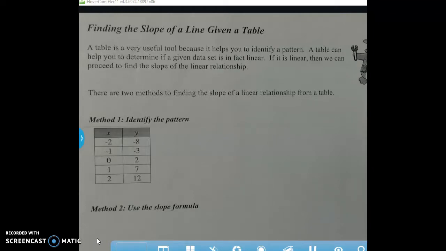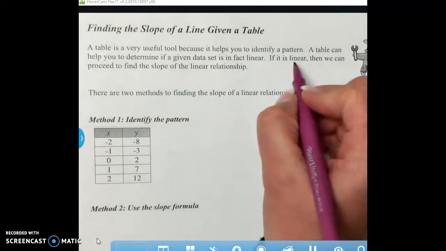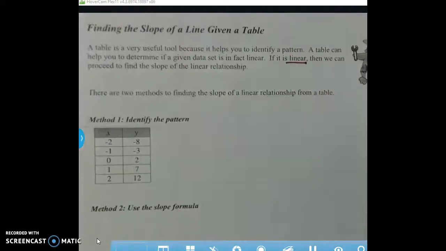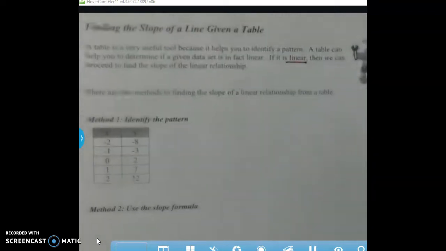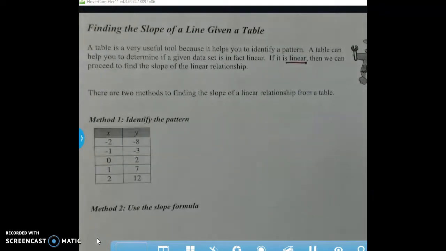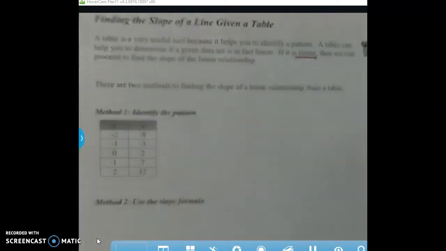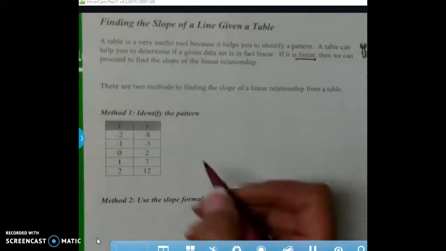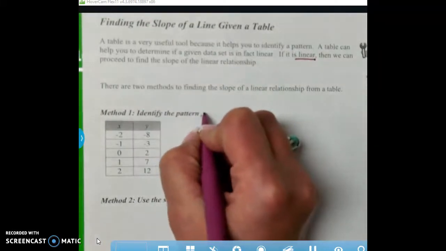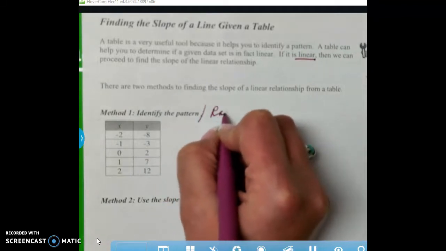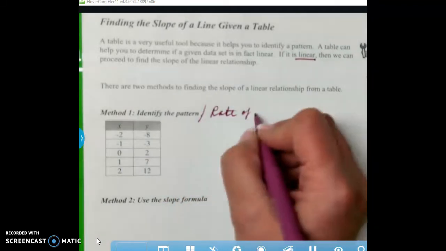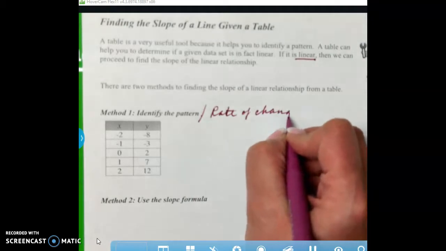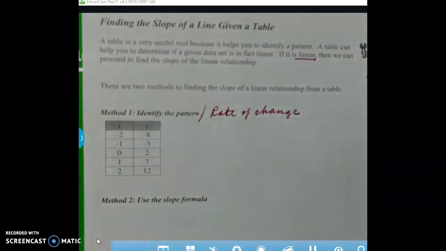We are still looking to make sure that we have linear data, so the pattern that we're going to be looking for is going to have very specific relationships. So we have two different methods. When we are given a table, we need to identify the pattern or rate of change. So the pattern that they're discussing is our rate of change.